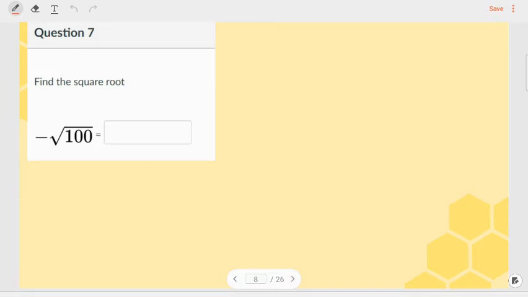Square root of negative 100. So my answer is going to be negative, and then square root of 100 I'm going to find is 10 if I type that into my calculator.